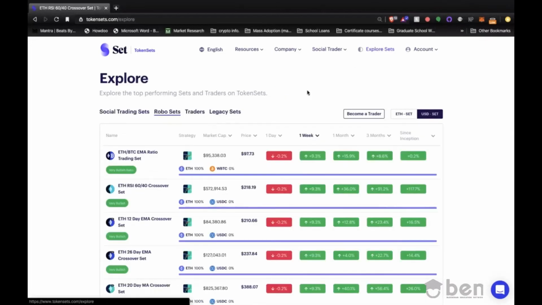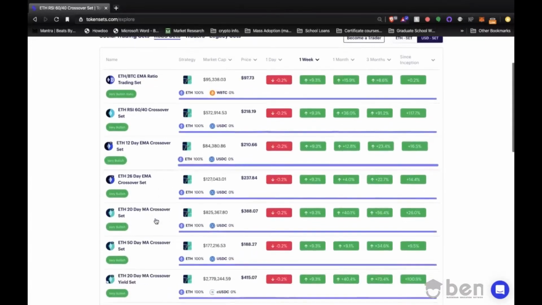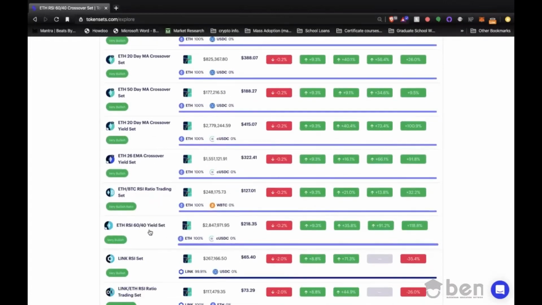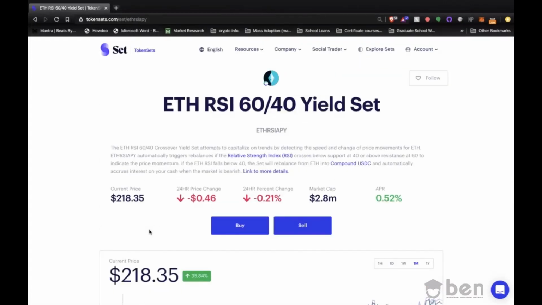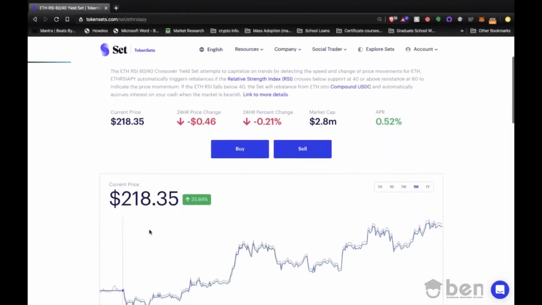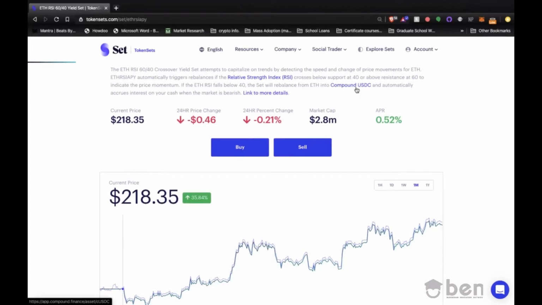We're going to go into one more trend trading set. And this time I'm going to go to the Eath 60/40 yield set. So it abides by the same trading strategy, so there's no need to explain it any further. But the main difference here is that instead of USDC, this set uses compound USDC. So now we have an interest-bearing asset.